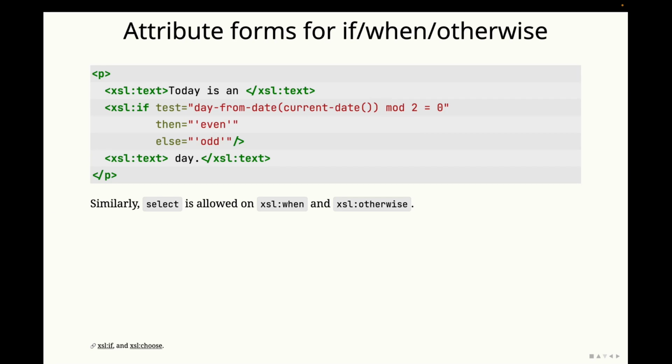In XSLT, we have new attribute forms for simplifying conditional expressions. You can use then and else on xsl:if, and similarly, you can use select on when and otherwise. So if you're returning simple atomic values or expressions of atomic values, then this is considerably shorter and simpler.